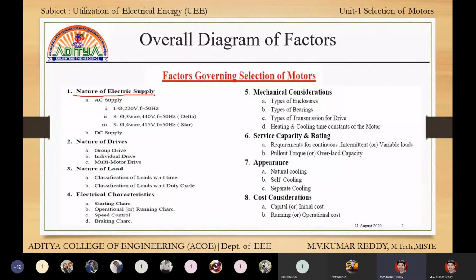Nature of electrical supply. In electrical supply there are two types of supplies: first one is AC supply, and second one is DC supply. In AC supply we again have two types: first one is single phase, and second one is three phase.